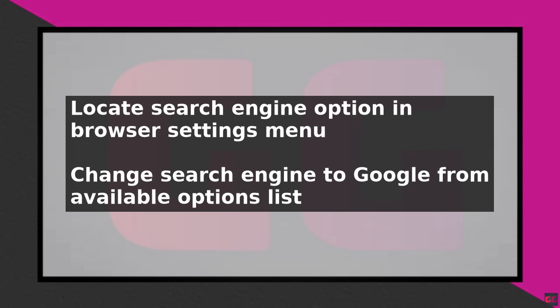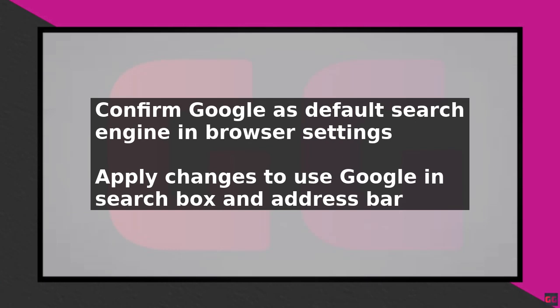In general, the steps to change your default search engine to Google are the same across most browsers. Go to the settings, locate the search engine option, and select Google from the list. This should be a straightforward process, as Google is usually included in the list of available search engines for most browsers and apps. By following these steps, you can easily switch to Google as your default search engine.